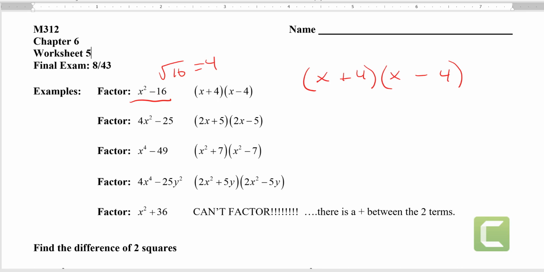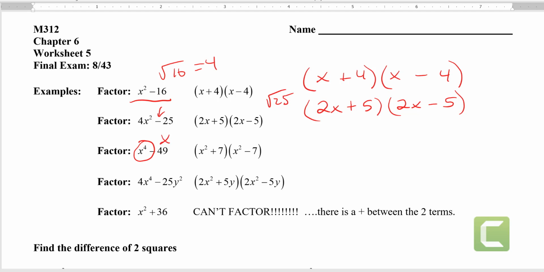So this next one, you have a 4, and you have a 25. So I'm going to put two parentheses here. And by the way, I have a minus sign, which is important. Okay, the square root of 4 is 2. X and x. The square root of 25, so you're going to hit the square root of 25, which is 5. And then plus and minus. And that's it.